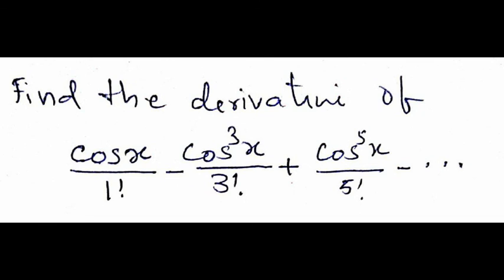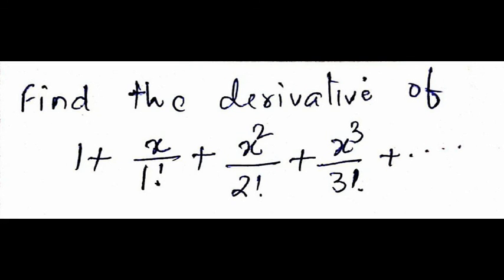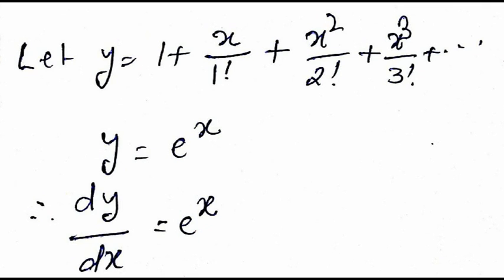Find the derivative of cos x upon 1 factorial minus cos cube x upon 3 factorial plus cos raised to 5 x upon 5 factorial minus etc. Y can be written as sine of cos x using that expansion, and therefore dy by dx is equal to minus sine x into cos of cos x. Find the derivative of 1 plus x upon 1 factorial plus x square upon 2 factorial plus x cube upon 3 factorial plus etc. Now y is equal to e raised to x, therefore dy by dx is equal to e raised to x.